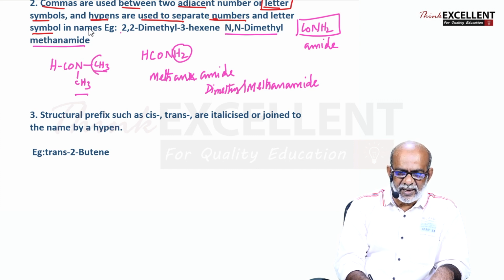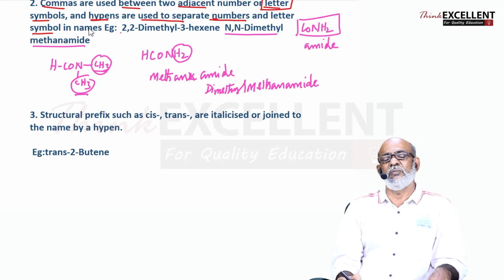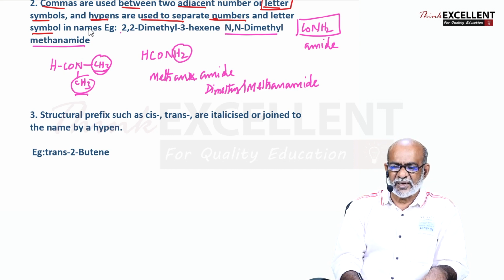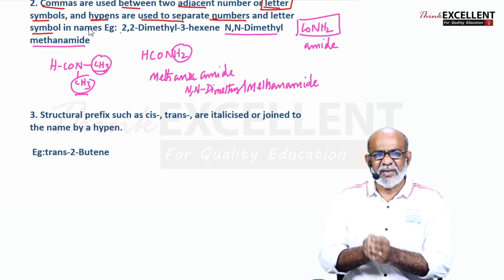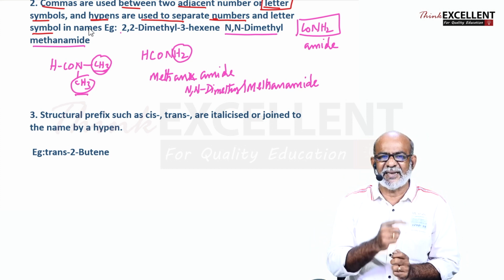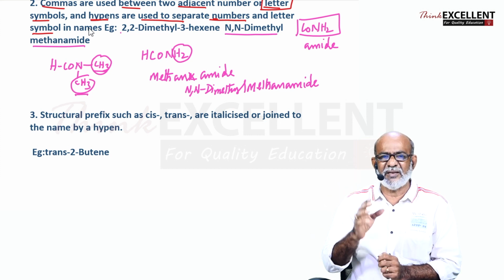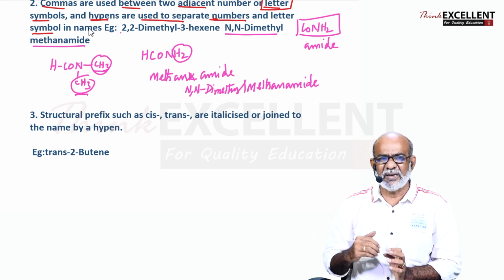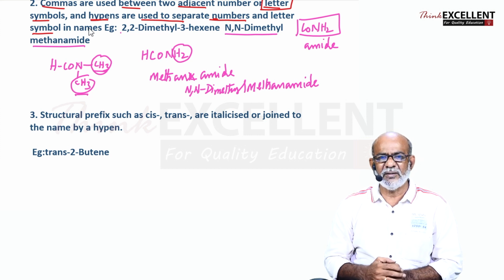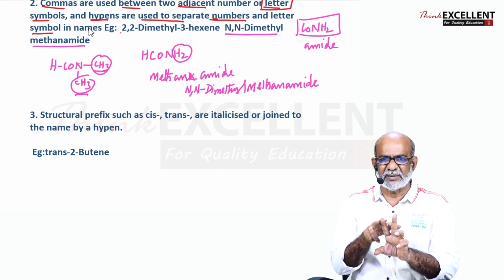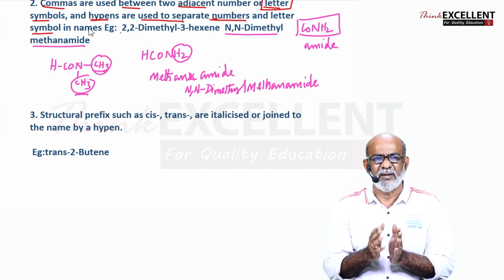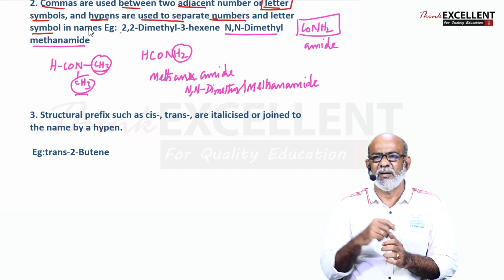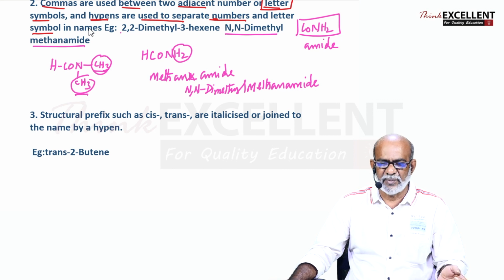Both methyls are attached to nitrogen, so two methyls. Where are they attached? N and N, N comma N. Here both methyls are attached to nitrogen, so you have to mention where they are attached. In the previous case, they were attached at the second carbon and third carbon, so 2, 3. But here both are attached to the N, so N, N. Here, between two letters, you should put a comma. Whether the methyl groups are attached to the same N or different N, it is N, N. So N,N-dimethylmethanamide.